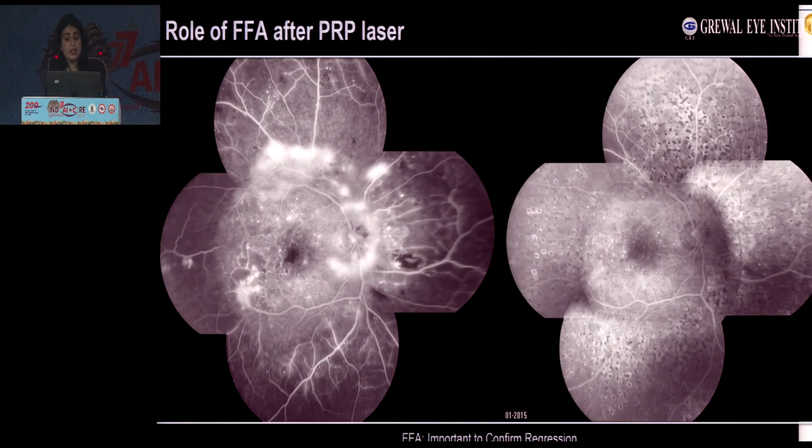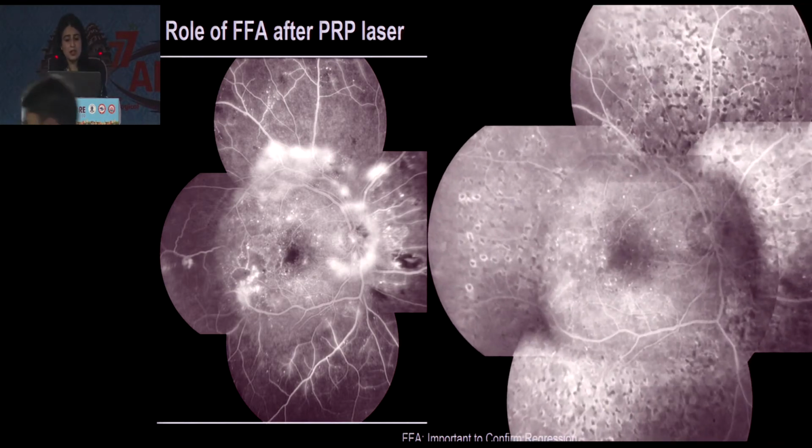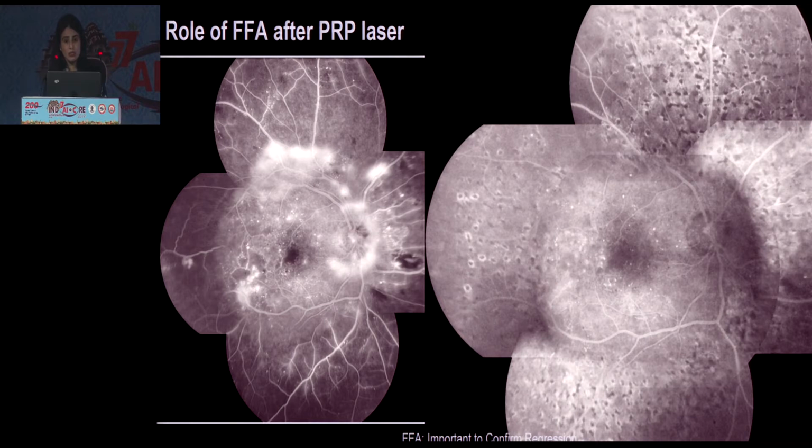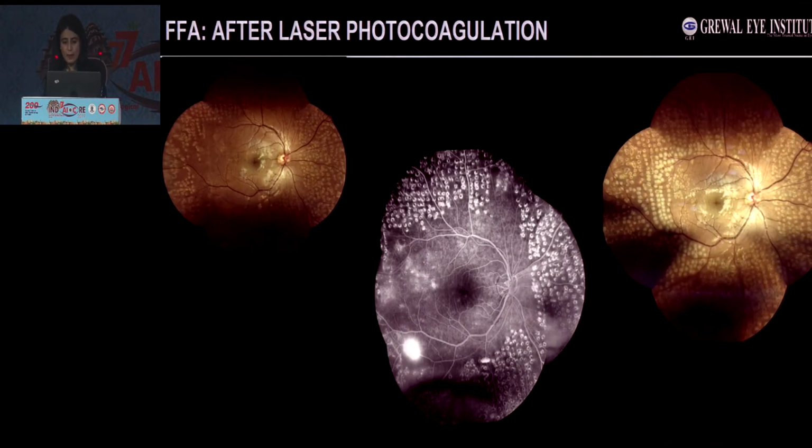Next is, does it have any role after treatment? Probably yes. It helps you to confirm successful regression of your NVEs after the PRP. This image is taken 3 months post-laser, and no new NVEs were detected, so you were successful in regressing the disease. So is there any need to augment PRP or not?